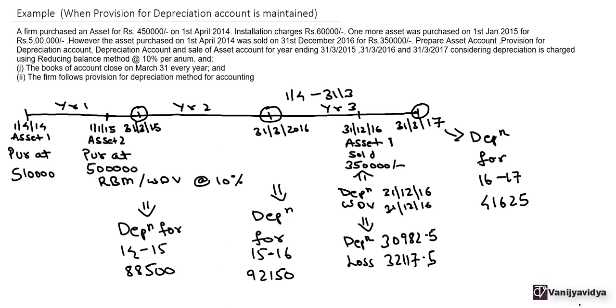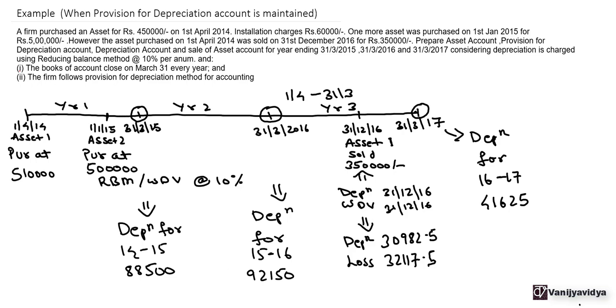So I have already solved this example. Now let's see how the entries are recorded here. For the purpose of convenience, I have just written this timeline along with the amount of depreciation that we have calculated every year and the loss on the sale of the asset. We have already calculated this in our previous example in the working note. I have just written everything here for convenience. Now this we have already solved.